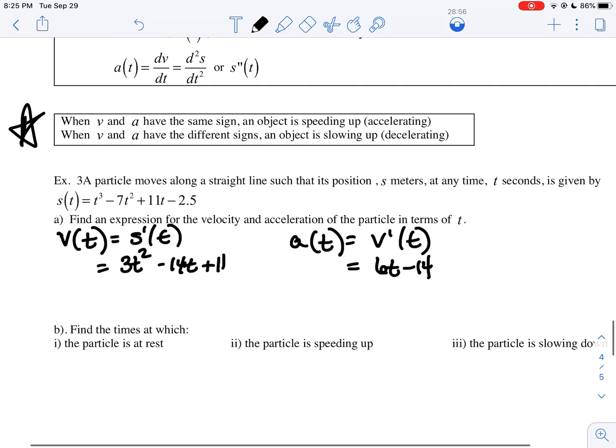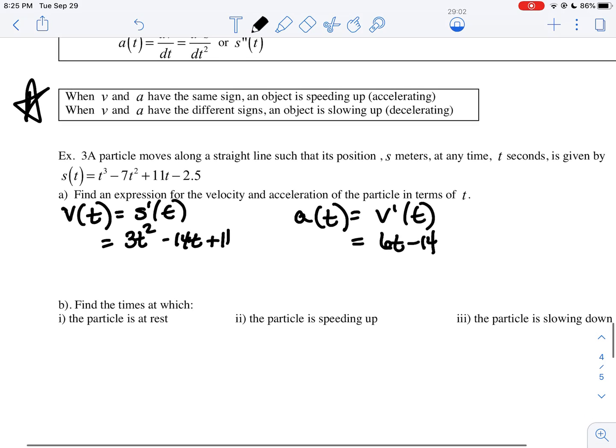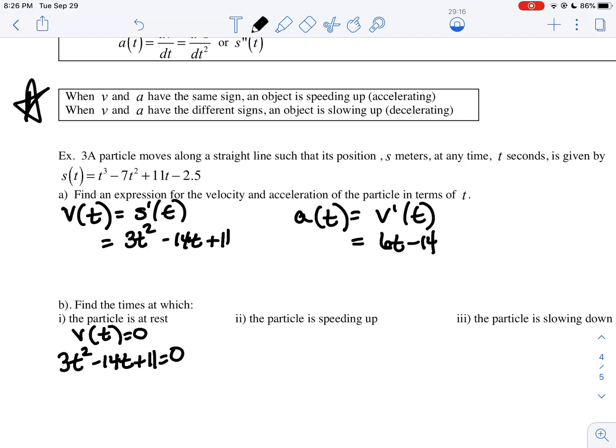All right, part B says find the times at which the particle is at rest. Well, a particle will be at rest when the velocity is 0. Okay, that'll happen when the velocity is 0. So you're going to set 3t squared minus 14t plus 11 equal to 0. All right, so you can do quadratic formula. You can use your graph. I got t is 1 and t is 3.67. I think that actually factored. You could try to factor it.